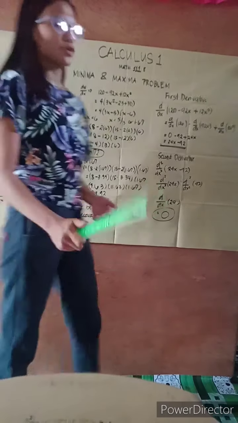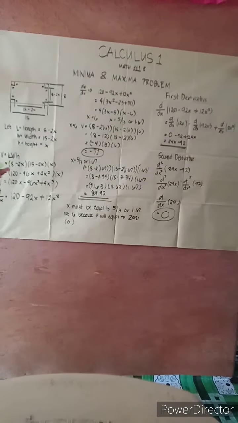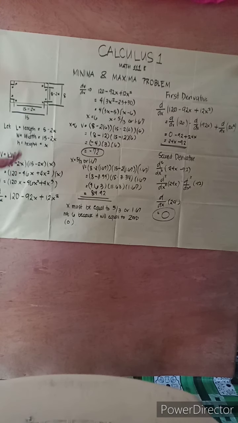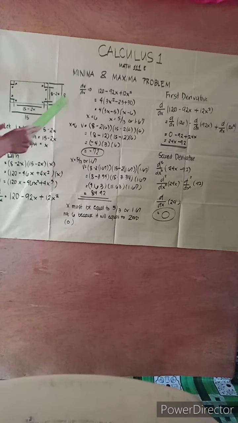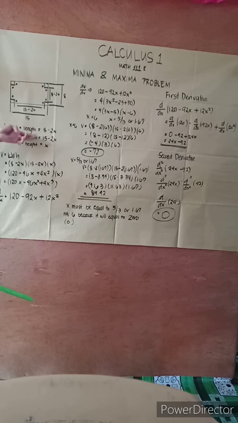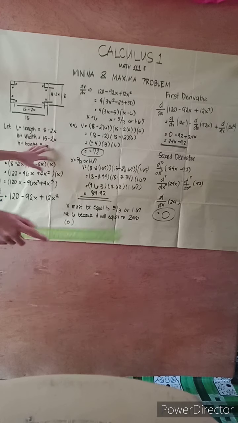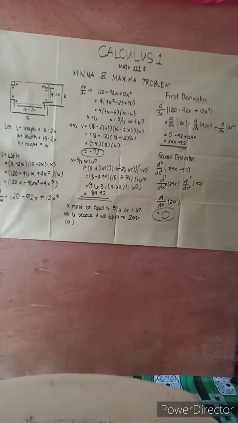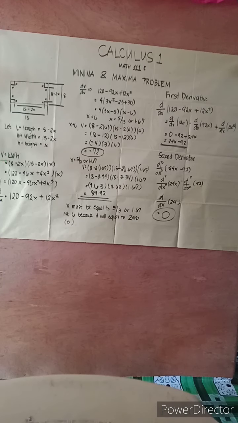So, minima and maxima problem. We have here a rectangle with a length of 8 inches by a width of 15 inches. So let the length equal 8 minus 2x, the width equal 15 minus 2x, and the height equal x. So to find the value of V, we have to use the equation of length times width times height. So 8 minus 2x times 15 minus 2x times x.